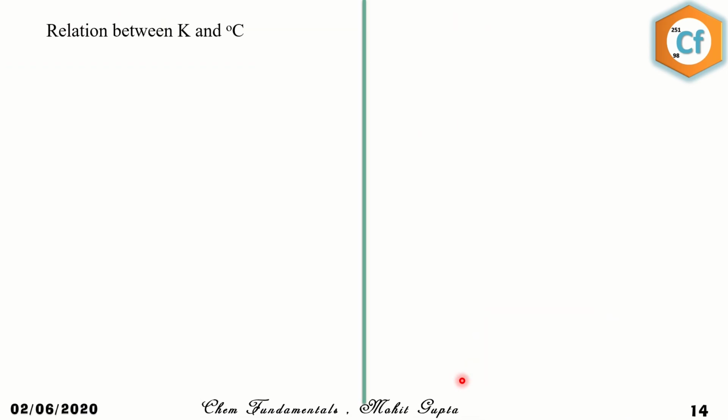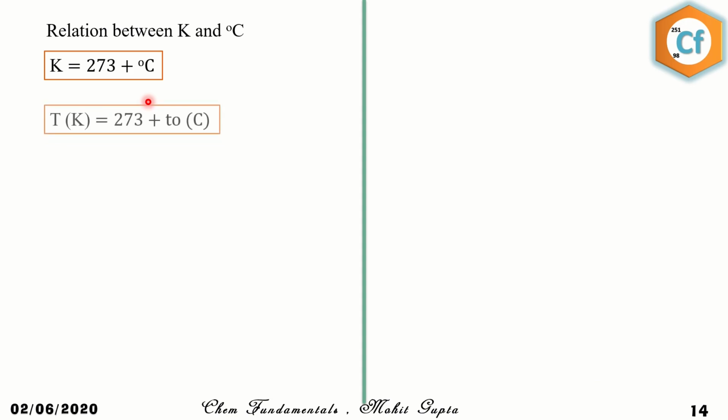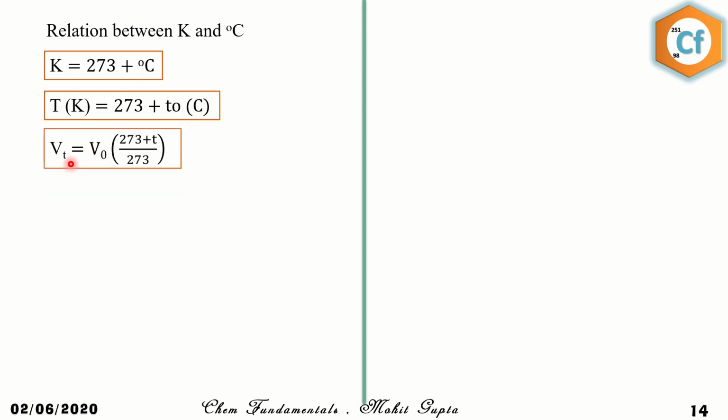So now let's talk about the relation between Kelvin and degree Celsius. K is equal to 273 plus degree Celsius. We already know this. So I can write T in Kelvin is equal to 273 plus temperature in degree Celsius. So in that case, Vt is equal to V naught times 273 plus t divided by 273. This was our formula. We have seen it before.